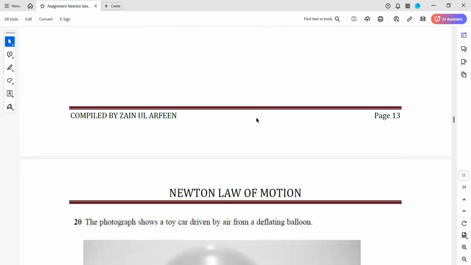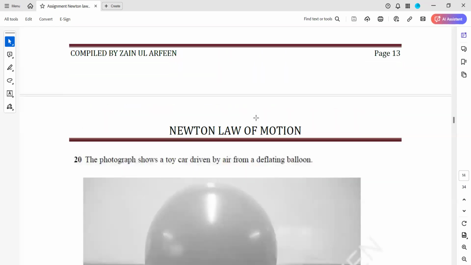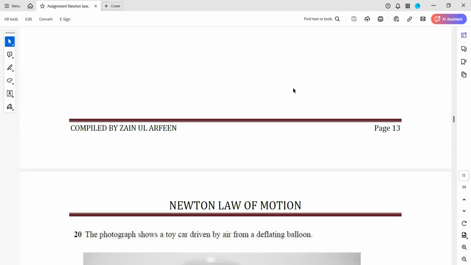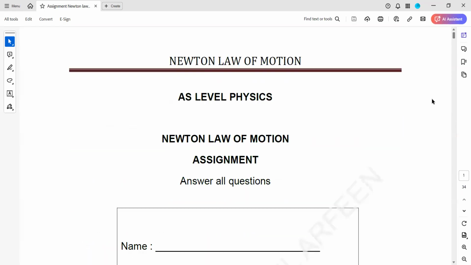So these are some questions from Newton's laws. We'll start the topic which is related to momentum.